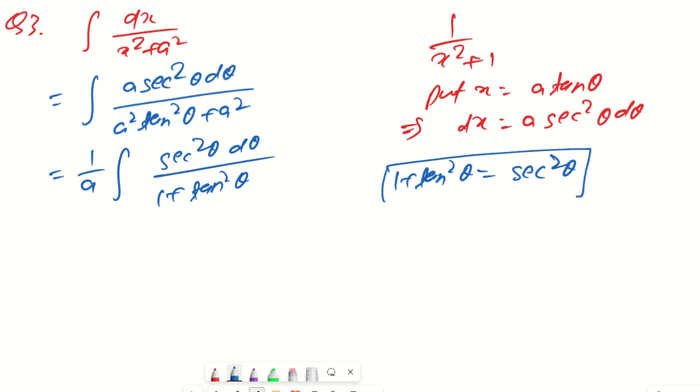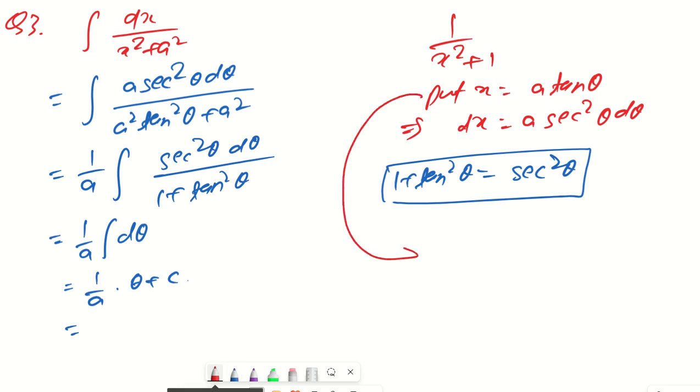So from here we can replace that. So it will become 1 by a integration of d theta. That is going to be equal to 1 by a into theta plus some constant c. And theta can be replaced by the substitute which was what? From here we have to put theta, right? So from here what will happen? What will be the value of theta? So can we solve that and get the value of theta here?